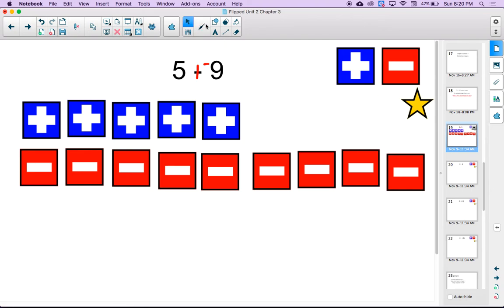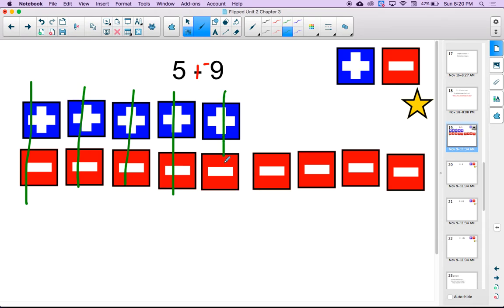I already know how to handle this. Each one of these is a zero pair, zero pair, zero pair, zero pair, zero pair. So they all cancel out to 0, to nothing. And my final answer is what's left over. That means 5 plus negative 9 gets me a final answer of negative 4. Okay, 4 negatives are left.